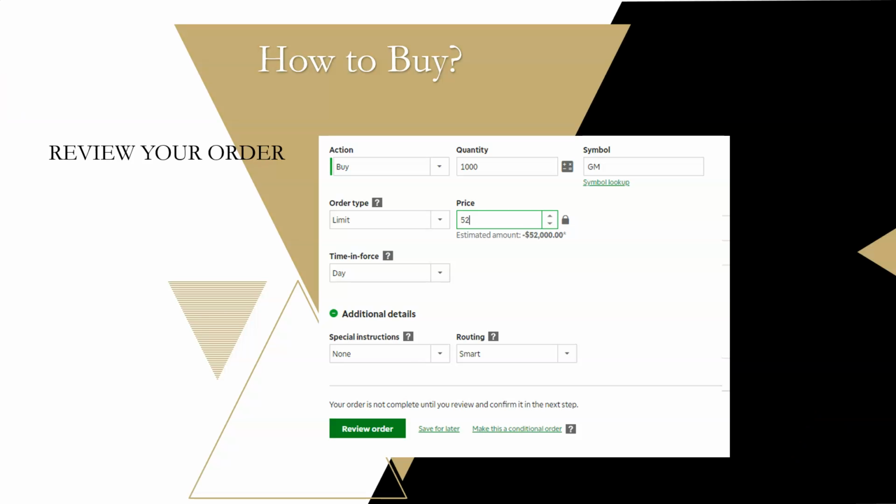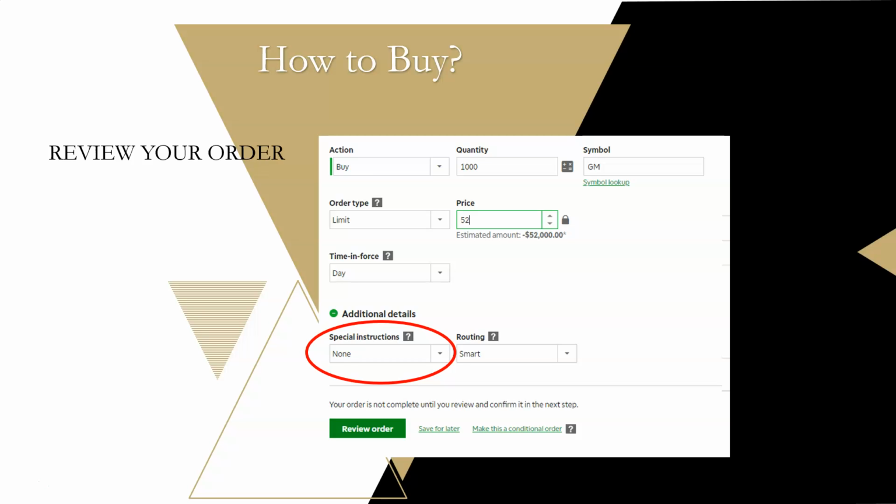Back to the order form. We're almost there. So far, we have selected that we wish to buy 1,000 shares of General Motors as a limit order, and we're not going to pay any more than $52 per share for this transaction, and we want it to be good into the end of the day. Now, what about this? Special instructions. Now, this only applies to limit orders.